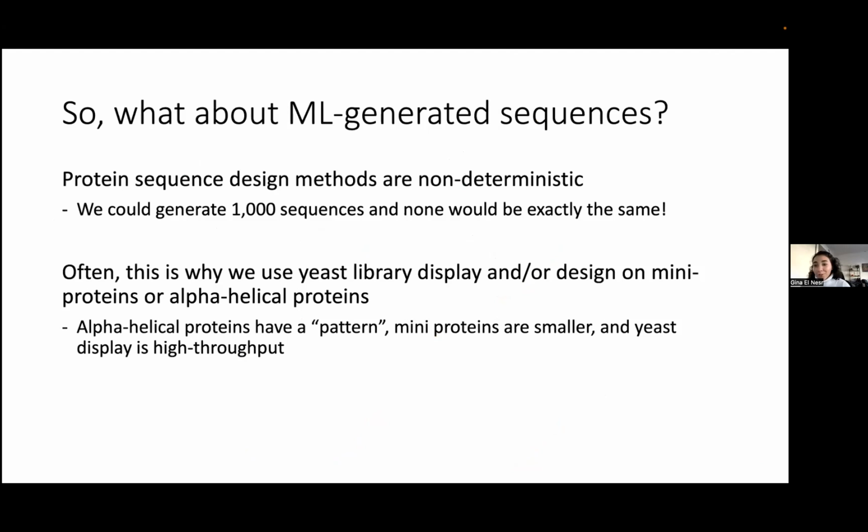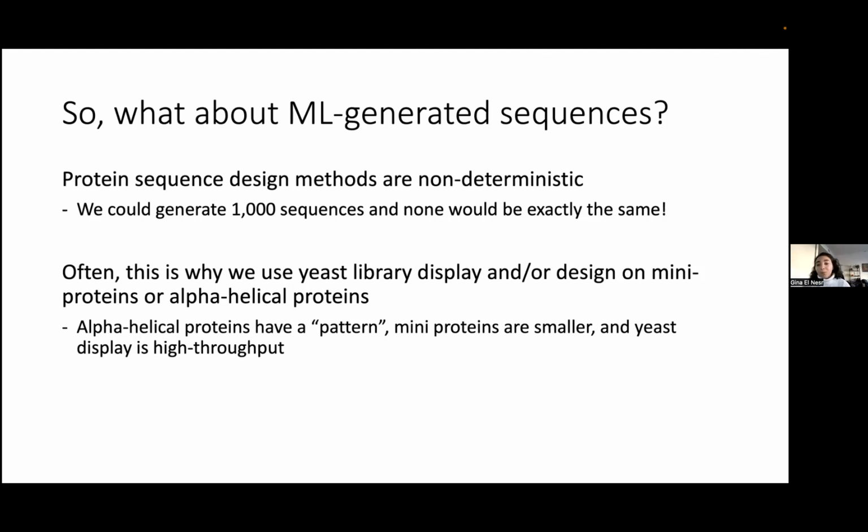So you guys are all here for a machine learning seminar. So what have I been doing with this stuff relative to machine learning? So with ML generated sequences, there are a lot of sequence design methods out there. Most of you are probably familiar with ProteinMPNN or the sequence designer, and they're pretty non-deterministic. They don't tend to converge very well. So if you generate like 1,000, 10,000 sequences, none of them would ever be the same. I think I did that for one protein, and not a single sequence repeated once.